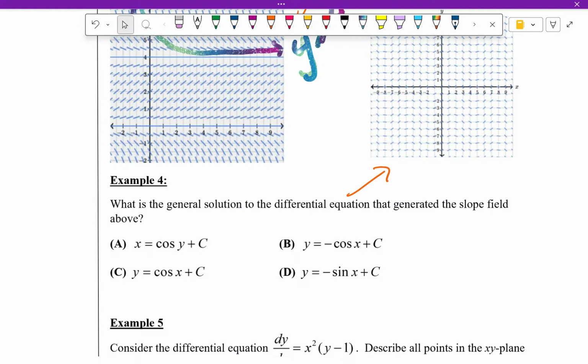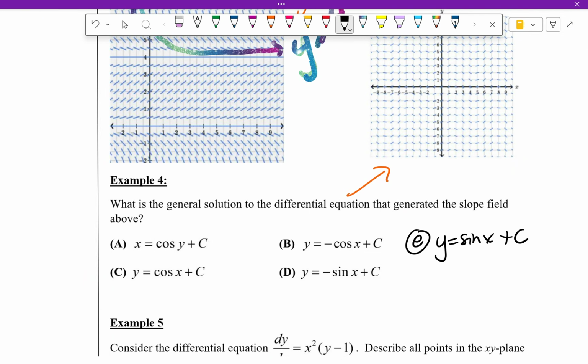There is supposed to be another answer choice here, by the way. There's an E that didn't print, and the E was y equals sine x plus c. It's asking us what is the general solution to the differential equation that is generated by the slope field. Notice they didn't give me the slopes this time. They're actually looking at what graph that is, right?